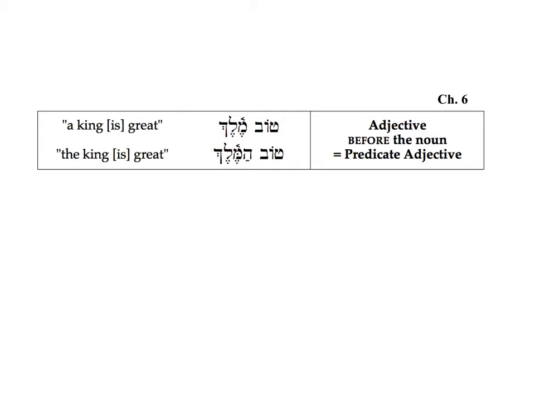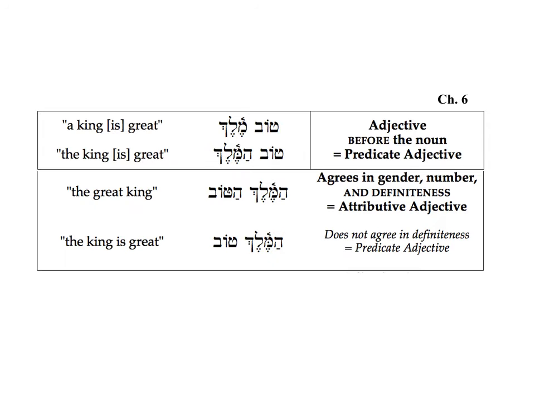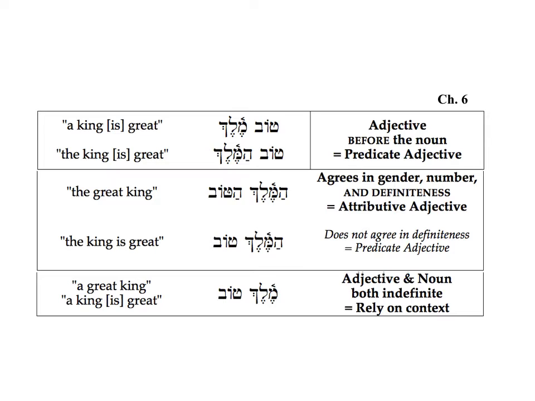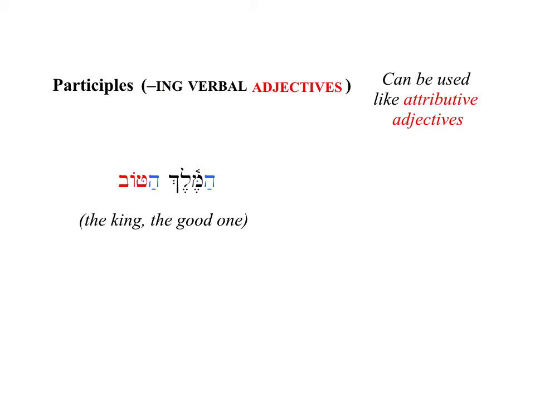Tov melech, a king is good. Tov hamelech, the king is good. We also learned that if it agrees in gender, number, and definiteness, it is an attributive adjective, but if it does not agree in definiteness, it is a predicate adjective, as in the examples here. And then we learned that when both the adjective and the noun are indefinite, we have to rely upon context. Well, the same is true with using participles and their function as verbal adjectives.